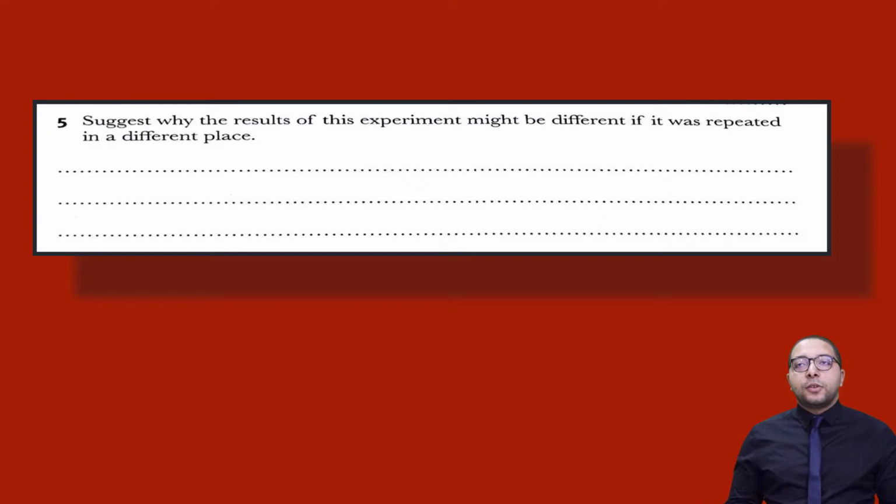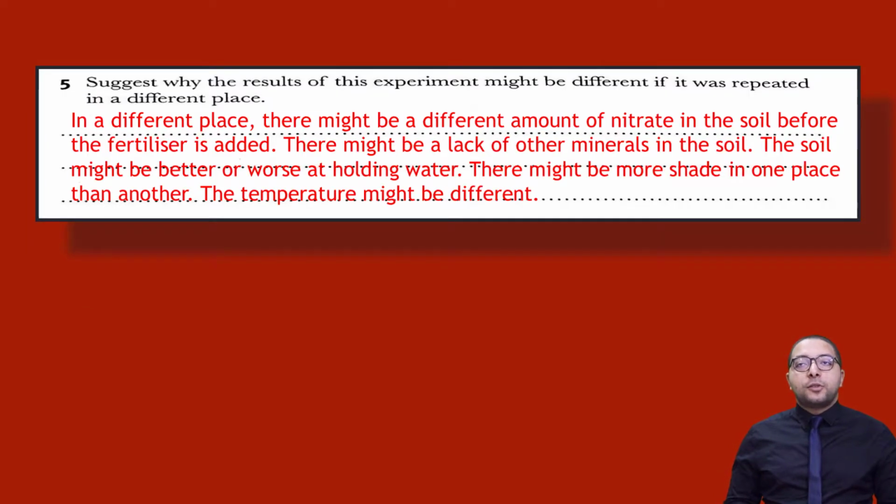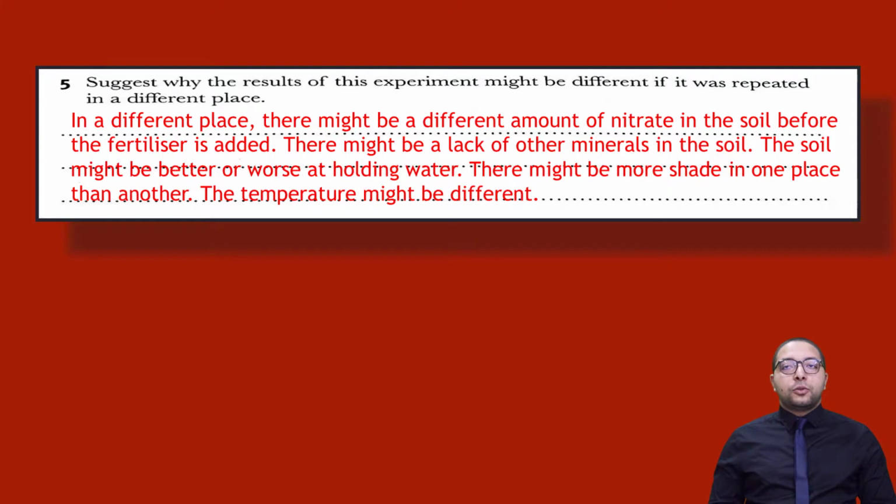Suggest why the result of this experiment might be different if it was repeated in a different place. Because in a different place there might be a different amount of nitrate in the soil before the fertilizer is added. There might be a lack of other minerals in the soil, or the soil might be better or worse at holding water. There might be more shade in one place than another. The temperature might be different. All of these variables affect the growth of the plant and the grain production, so you need to keep them in mind.